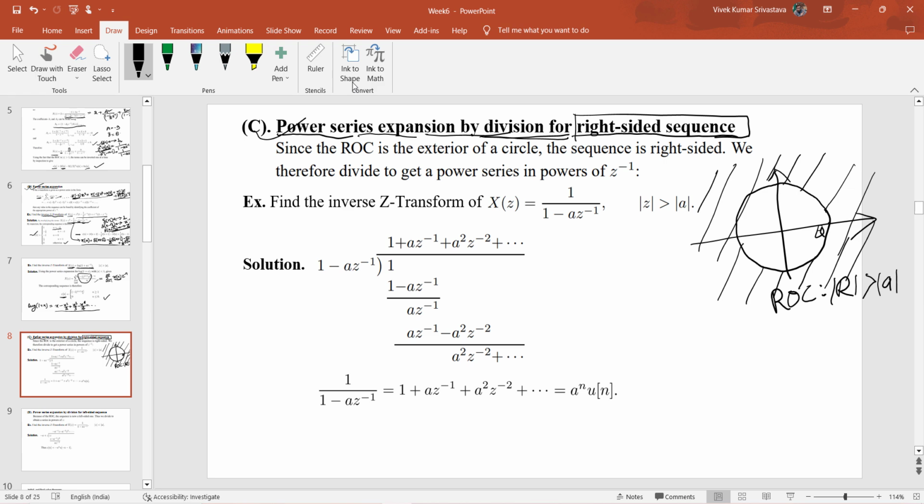Sir, one more thing. If it is right-sided, we can also interpret it as a causal sequence, right? Yes, yes, causal, correct.